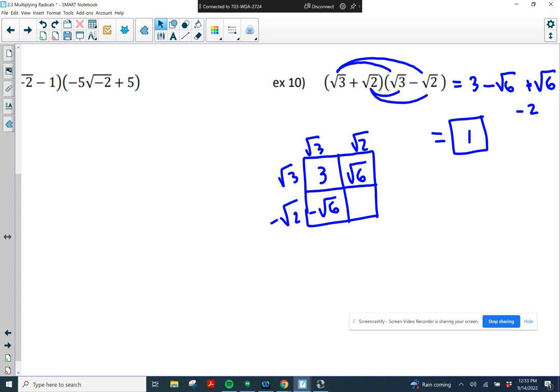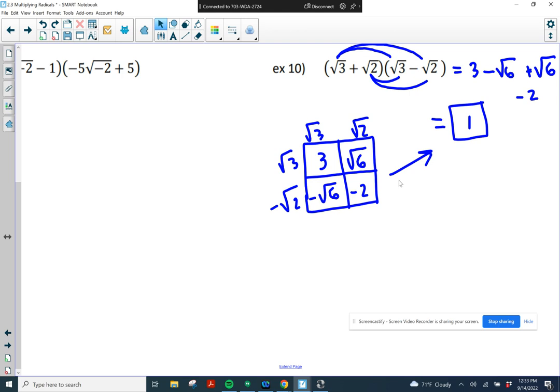Negative root 2 times root 2. It's going to be negative, but root 2 times root 2, square root of 2 squared, is 2. Okay, look at what happens when we add those together. Radical 6 and the negative radical 6 zero out. And 3 take away 2 is 1, so I get the same thing. So you can do these with the box. Okay, we're going to look at example 12, and then we are finished. So let's look at example 12.